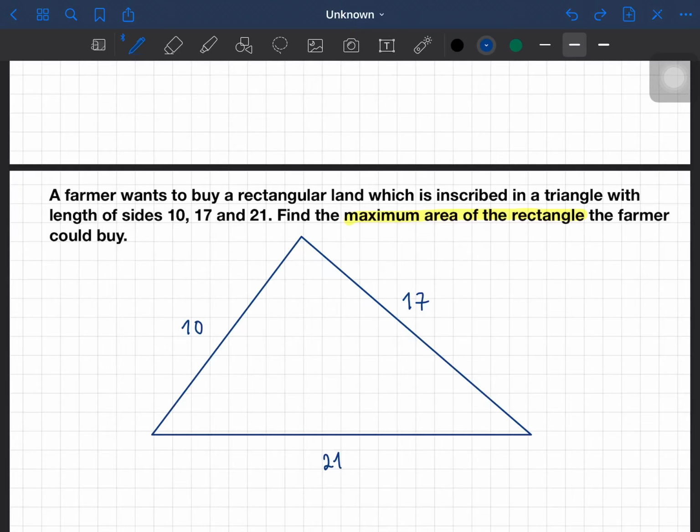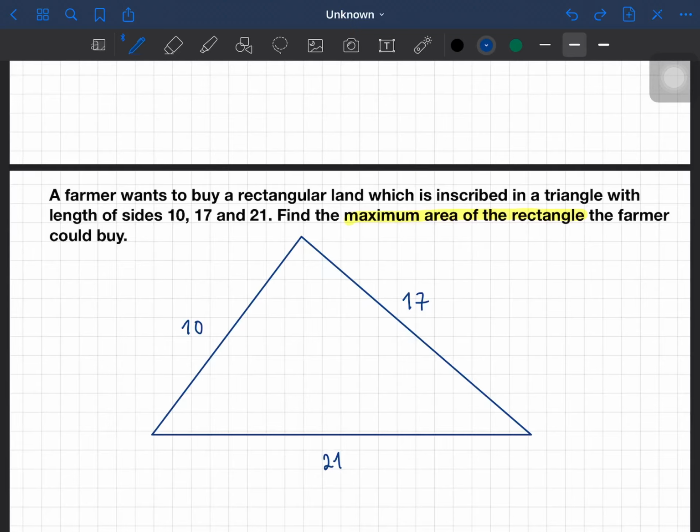So this is a very interesting SPM question, which is somehow an application for the solution of triangle and a bit of knowledge regarding quadratic function. So we need to find the maximum area of the rectangle which is inscribed in the triangle with length of sides 10, 17, and 21.